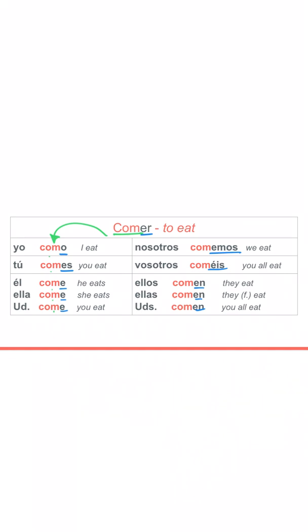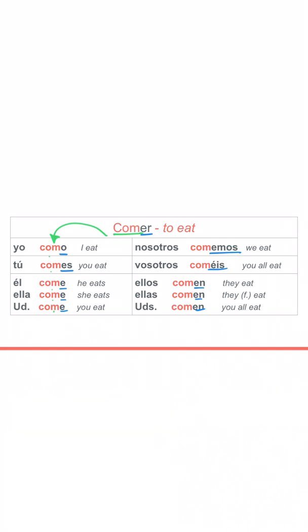There we go. So yo como is I eat, tú comes, you eat, él, ella, usted, he, she, or you formal, come, eat. Nosotros comemos, we eat. Vosotros coméis, you all eat. And then ellos, ellas, and ustedes, or they, masculine and feminine, and you all, comen, or eat. Qué fácil, no? How easy. All right, so that literally covers our ER verb endings.